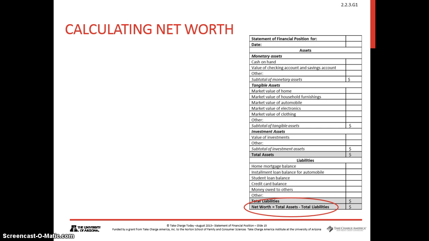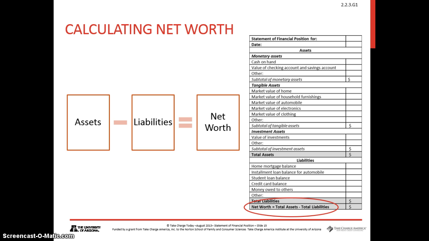So how do we calculate it? Your net worth is your assets minus your liabilities. So you take all the things you own. As a review, we talked about monetary assets, tangible assets, and investment assets. These are the things that we have now. Our tangible assets are the things that we own, the things we can touch, our house, our home, our electronics. And then our investments are our future assets. We take all of these things, add them up, then subtract out our liabilities, which are the things that we owe to others, and that gives us our total net worth.